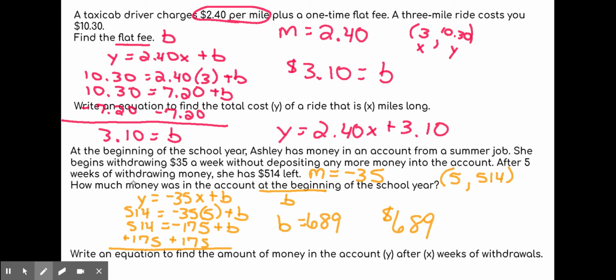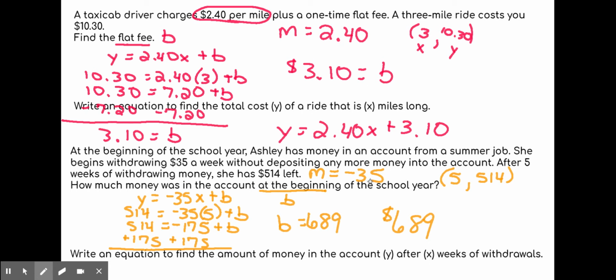Okay, so we took slope-intercept form. We plugged in the negative 35, that's our slope. We plugged in the point, 5 and 514. Basically, over 5 weeks, she has withdrawn $175. So if we add that to 514, she started with $689. That's how much money was in the account at the beginning of the year.